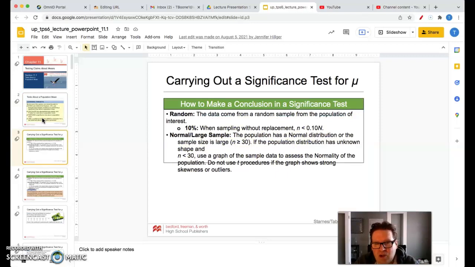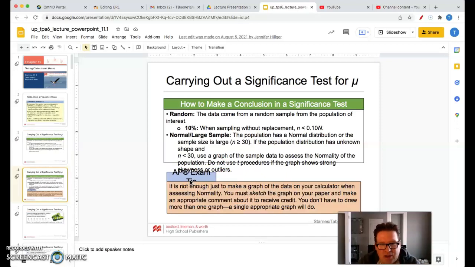Okay, well we got to make sure we test our conditions. It's got to be random again, or 10% condition that we have. Now the other part is that instead of our large counts, we're going to be looking at a normal large sample kind of idea that, again, we want the sample size to be bigger than 30. Then again, I want to assess the normality of that. We'll kind of look at that. I want to make sure that the graph doesn't show any strong skewness or outliers. That's kind of the key that we're going to look at.